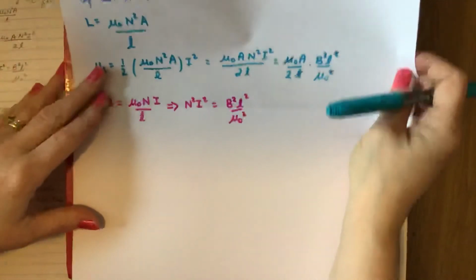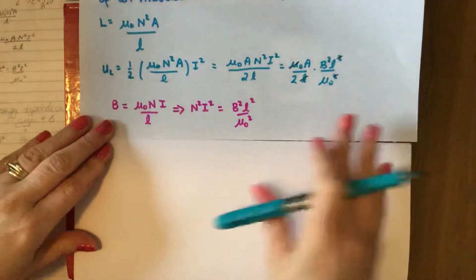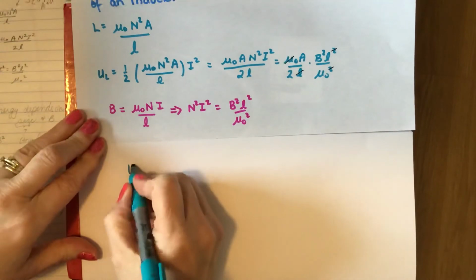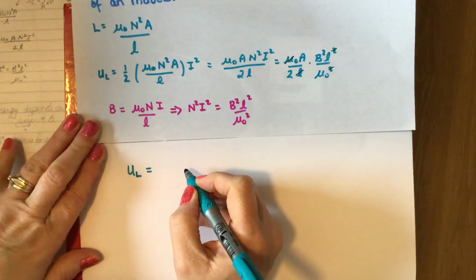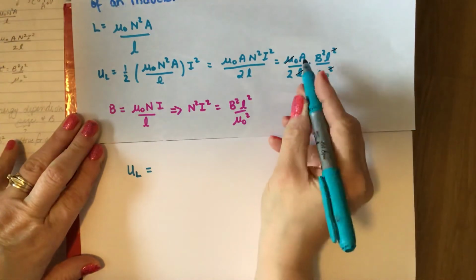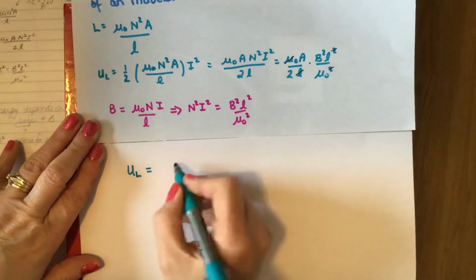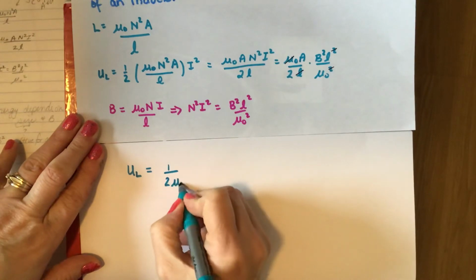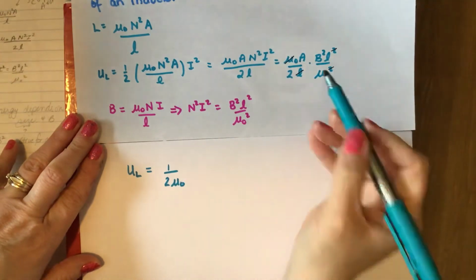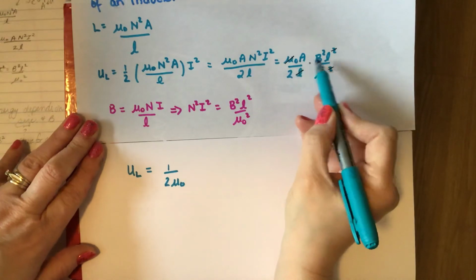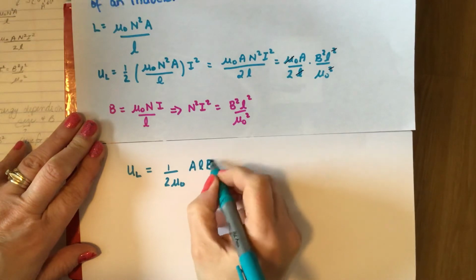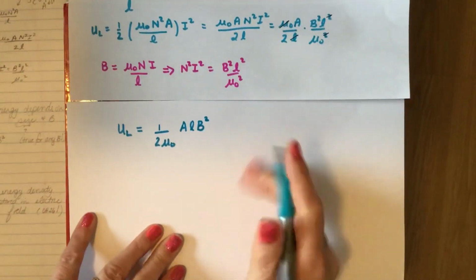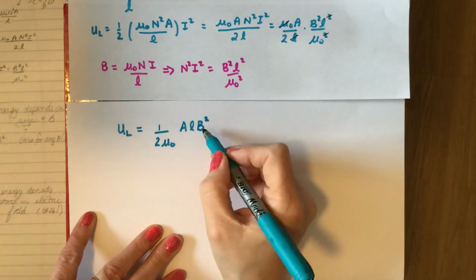So now our result will be, when we write down our energy stored in the inductor, so UL is the potential energy stored in the magnetic field of the inductor, that's equal to, what do we have? We have 1 over 2 mu naught. Let's get those constants out front. So 2 and mu naught are in the denominator. And then that's multiplied by A times L times B squared. So the energy depends on the size of the inductor and the magnetic field.